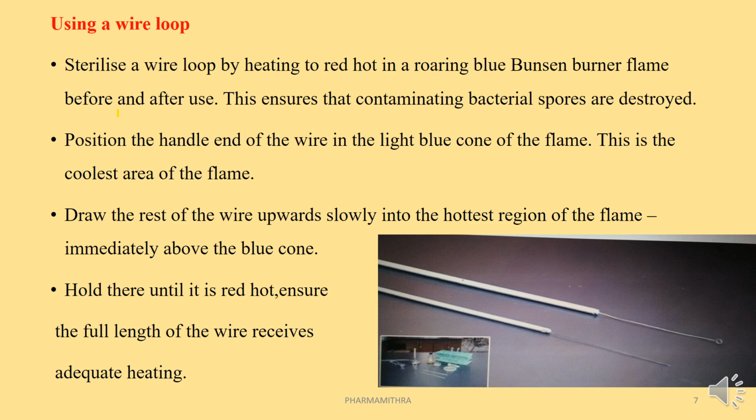This is the coolest area of the flame, so we are maintaining it above the blue cone. Then we move up to the hottest region of the flame and hold this inoculation loop until it is red hot. We want to ensure that the full length of the wire receives adequate heating. The same procedure is done on the inoculation loop after carrying out the procedure, to discard the microorganisms. By this, we can find out how to use a wire loop.